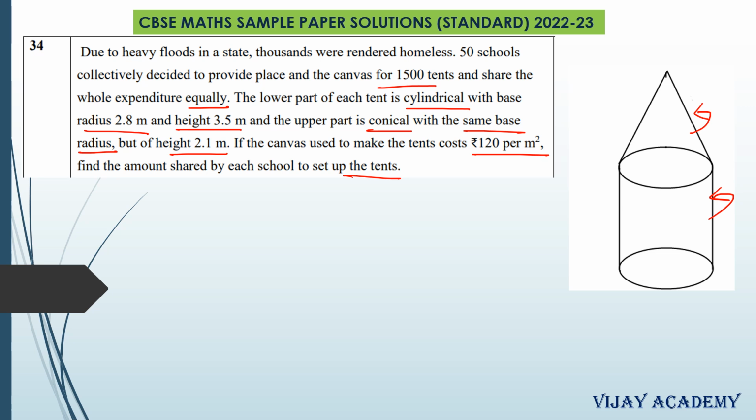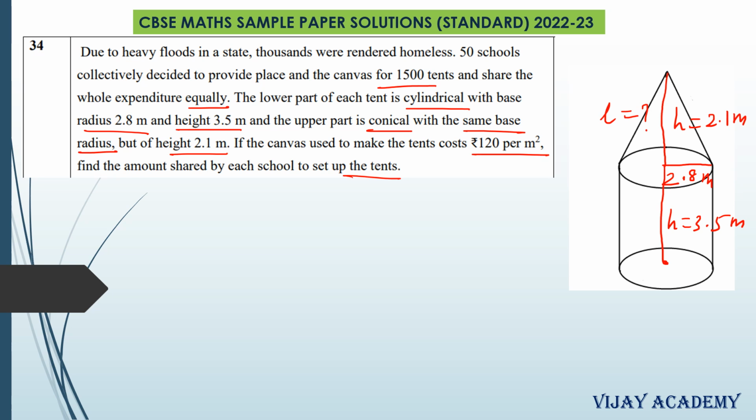So here the values given as radius of cylinder and cone both are same, which is 2.8 meter, and height of the cylinder is 3.5 meter, and height of the cone is 2.1 meter. And since we need the curved surface area of the cone, we are supposed to find the slant height. So let us find the slant height first.